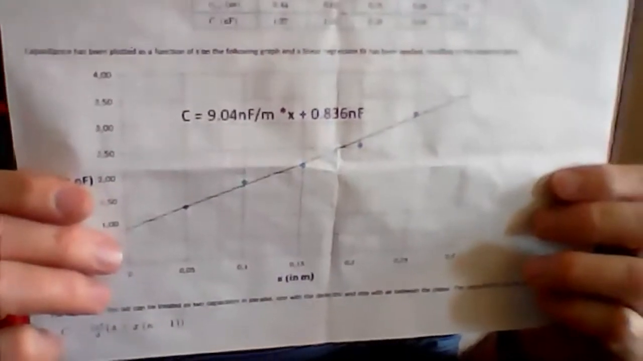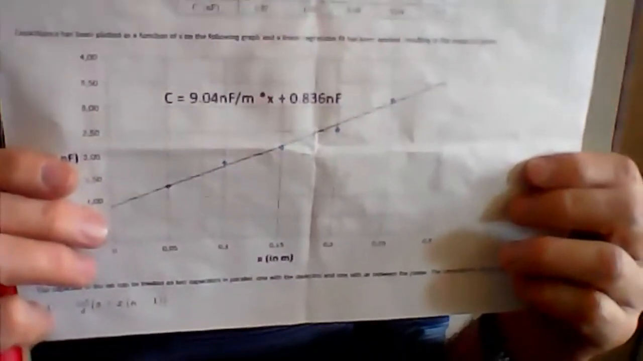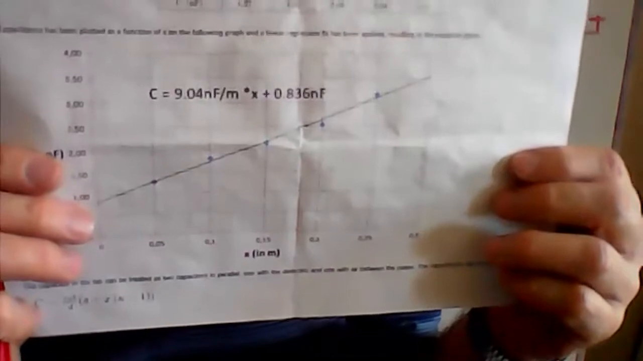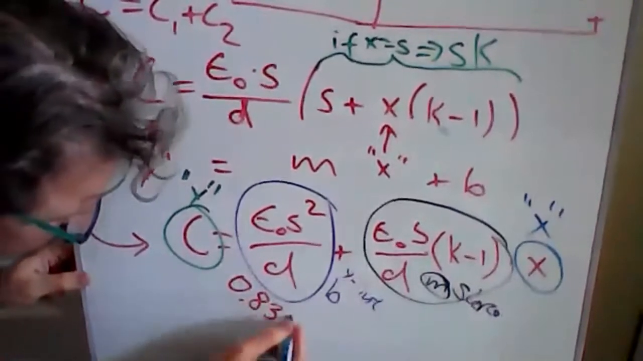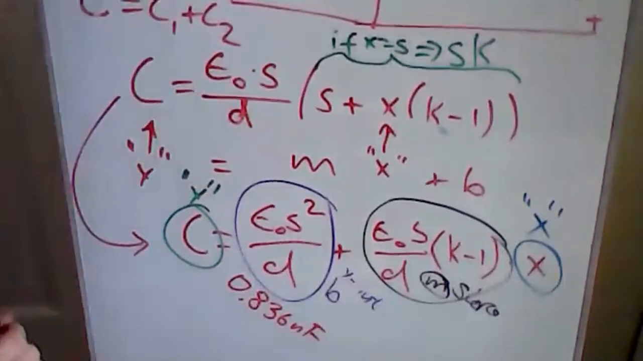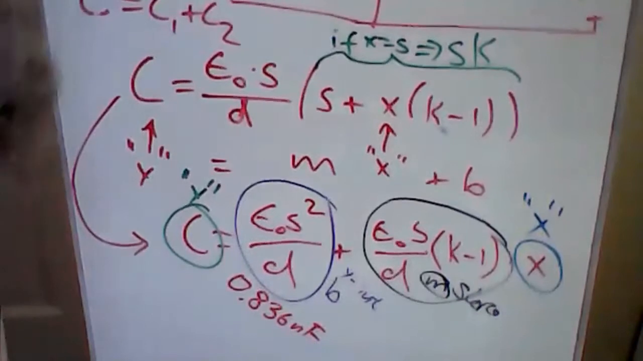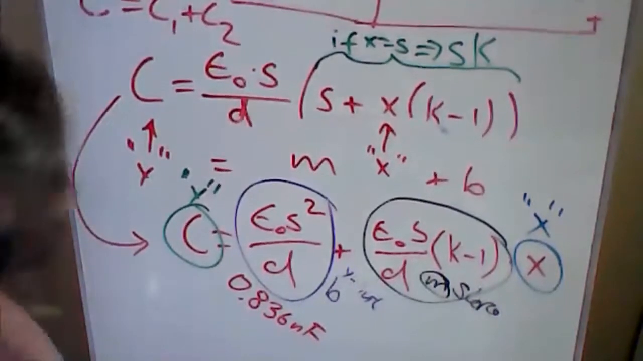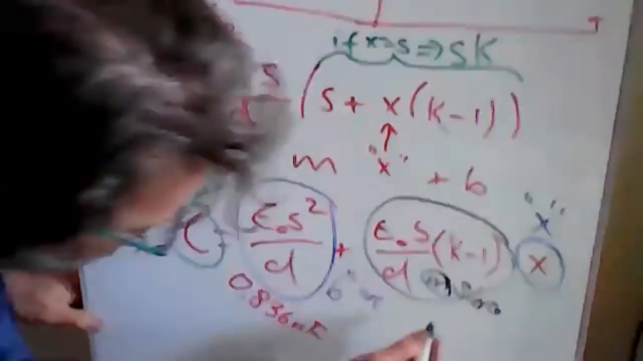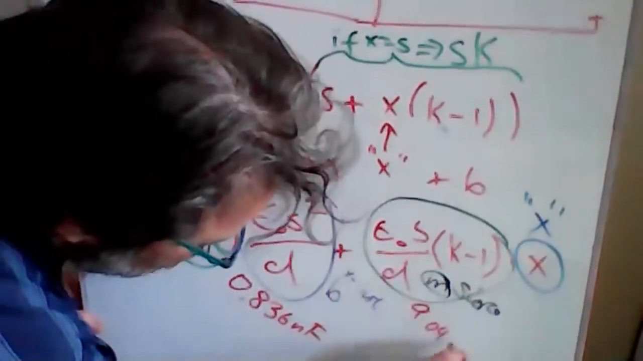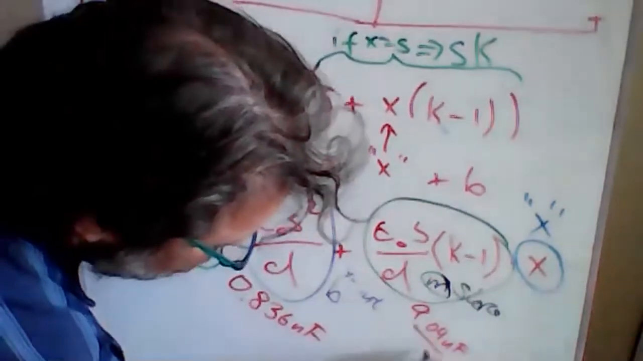So you have the slope here, and you have the y-intercept. The y-intercept is 0.836 nanofarads. Okay, so this is 0.836 nanofarads right here for the y-intercept. And then for the slope, we have 9.04 nanofarads per meter, and that's this thing, 9.04 nanofarads per meter.